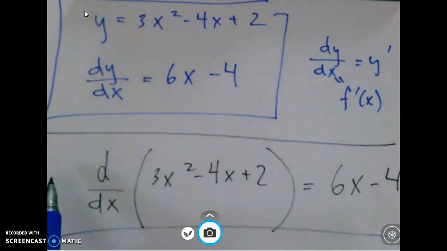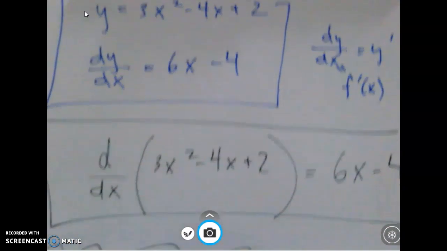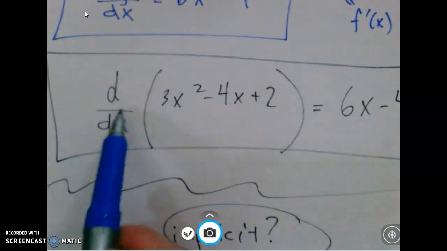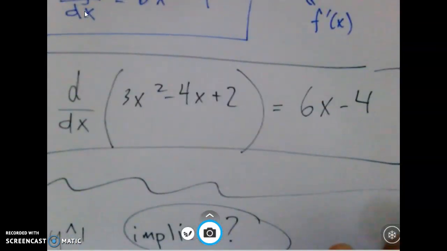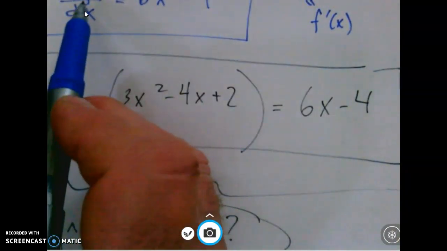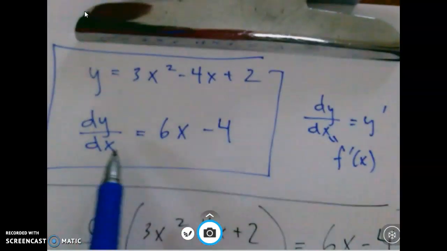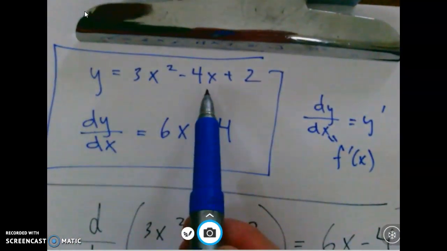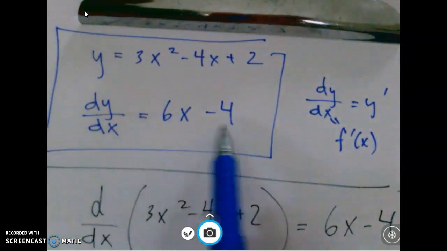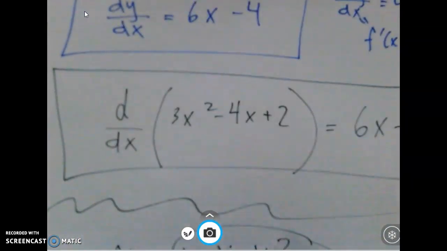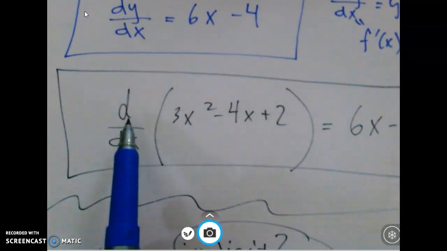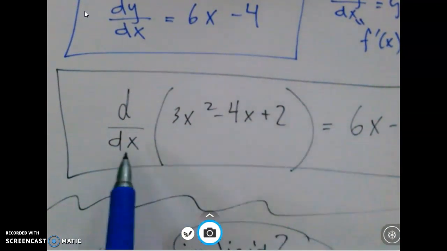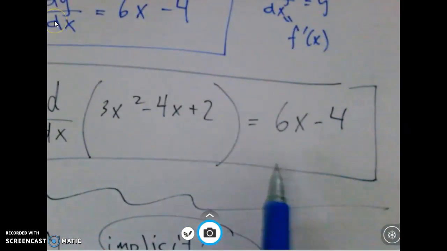Okay, which is just simply what we've done all along. This says the derivative of, in this case, the same function with respect to x. So we've assigned a function to y, and this is asking for dy/dx. In this case, we don't have a function to assign to y. We simply have 3x squared minus 4x plus 2. And this is saying the derivative of this function with respect to x. And the answer is going to be the same.